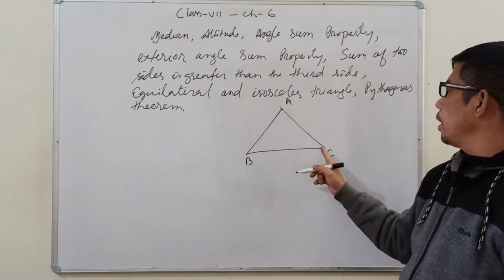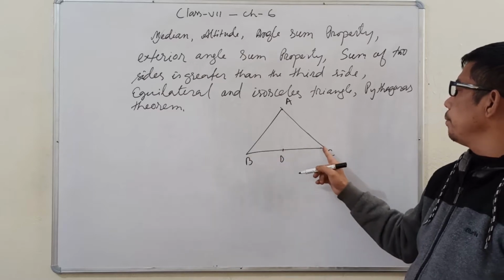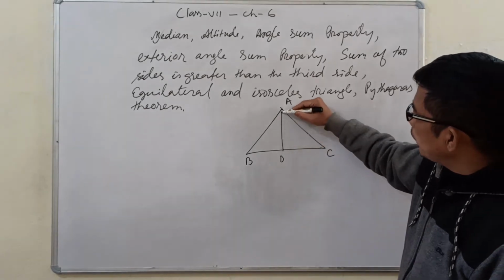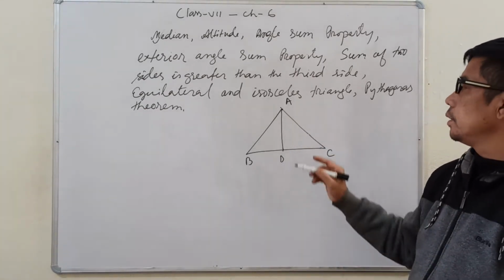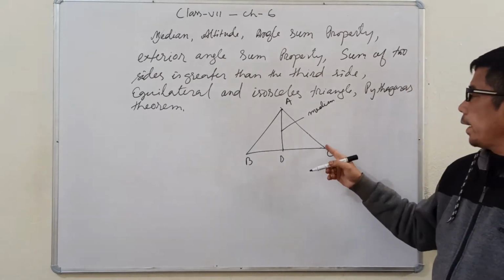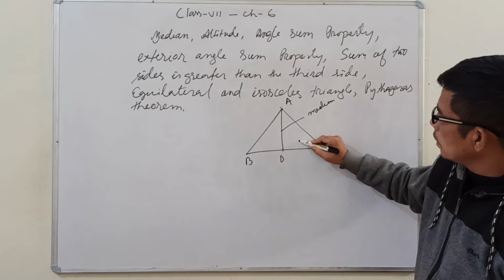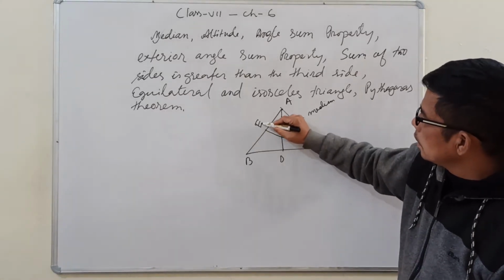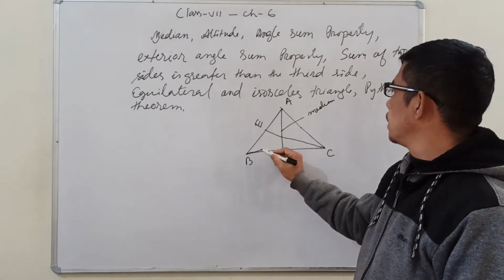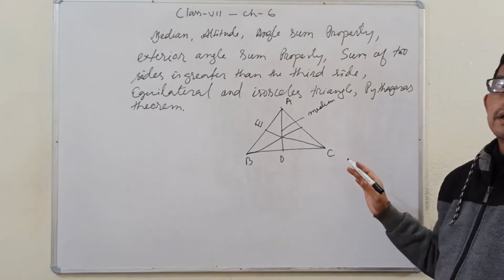Then if you join the middle point of BC, let D be the midpoint of BC. Then if you join this middle point with the opposite vertex, this is called the median of this triangle. If you take C, the median will be the middle point E. This is second median, and third median will be here. So for a triangle there will be three medians.